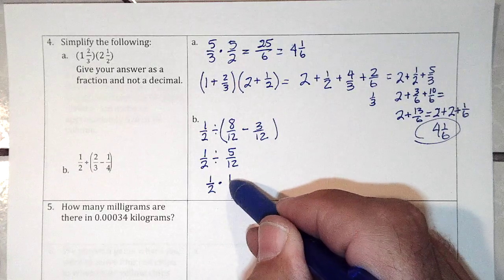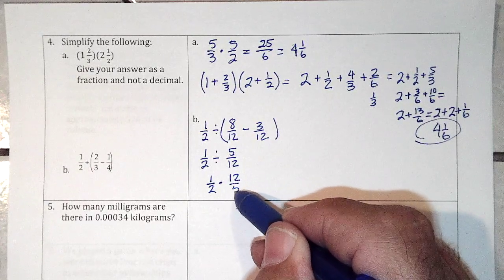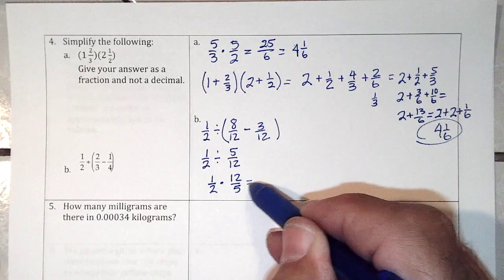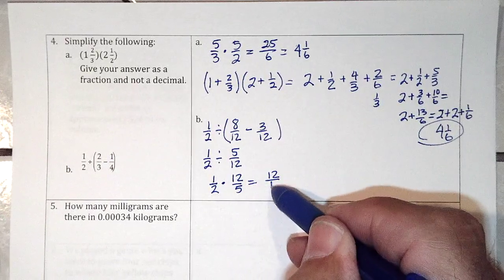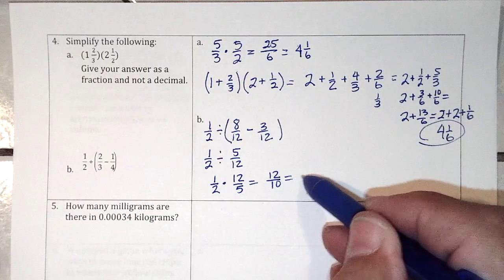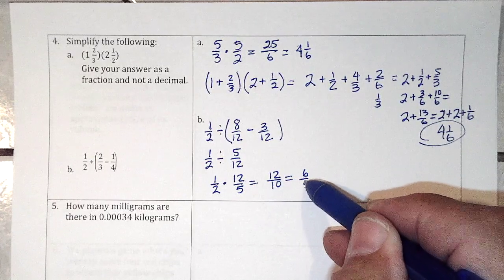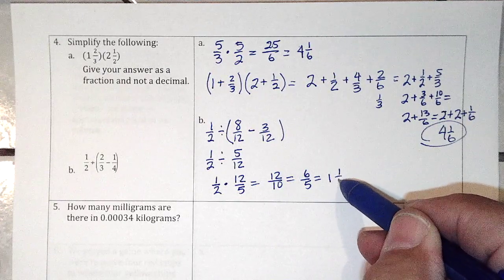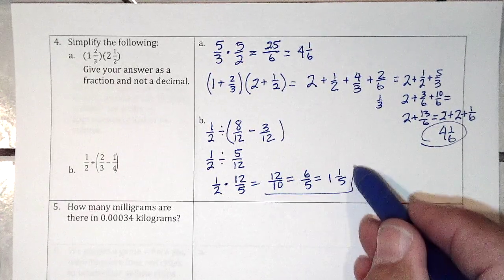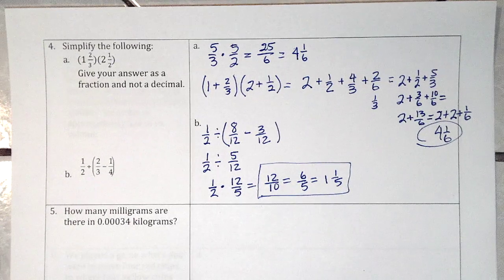And the rules you've learned for this are 1/2 times 12 fifths, which is 1 times 12 is 12. 2 times 5 is 10. If you reduce it, it's 6/5. Or if you want 1 1/5. Any of those three would have been an acceptable answer for me.